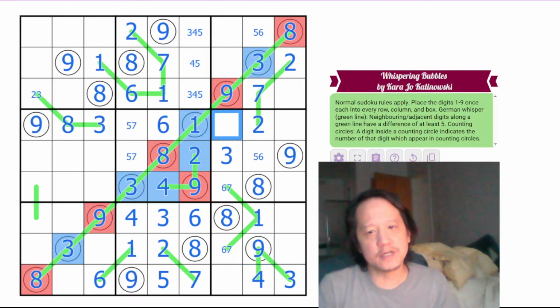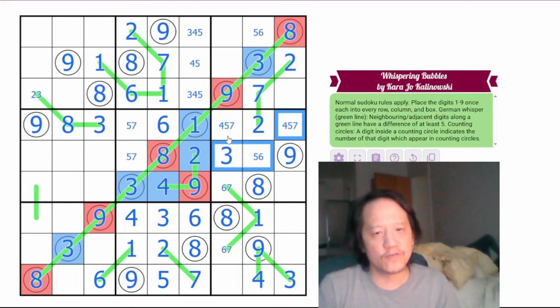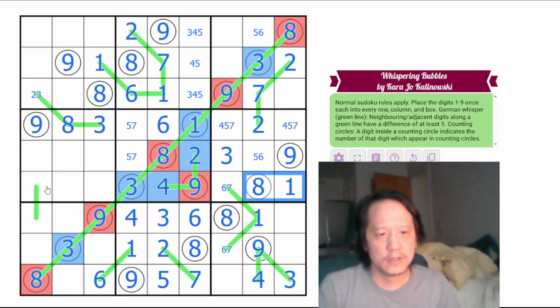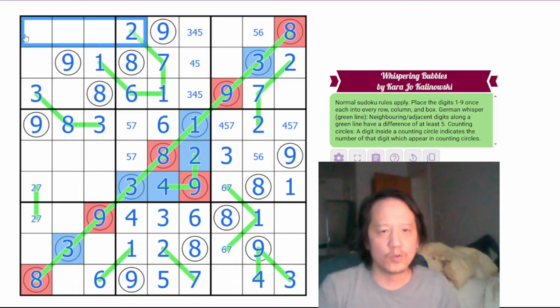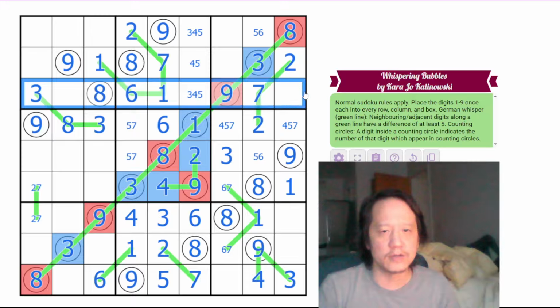Remaining digits in row 4 are 4, 5, and 7. We have a 4, 5, 6, 7 quadruplet, which eliminates 4, 5, 6, 7 in the rest of the box, so this must be 1. This cannot contain a 1, can't be 1, 6, it must be a 2, 7 pair, which eliminates 2 and 7 in the rest of the column, so this can't be 2, this is 3.